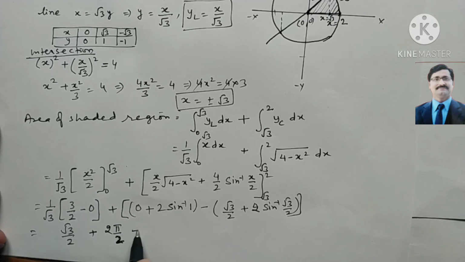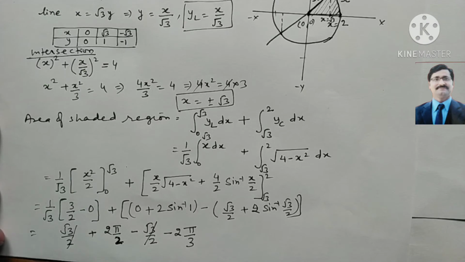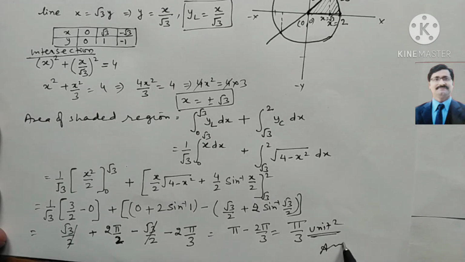Okay, and minus root 3 by 2, and this plus minus is minus 2 sine inverse root 3 by 2, means we can write pi by 3. Okay, this root 3 by 2 we cancel, 2 we can cancel, we get pi minus 2 pi by 3, and this is 3 pi minus 2 pi is pi by 3 unit square, and this is our answer. All of you understand this?